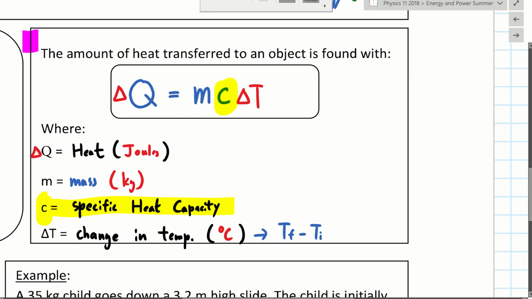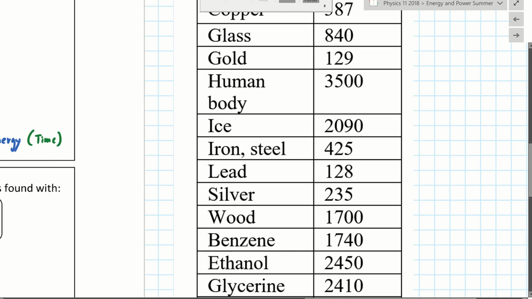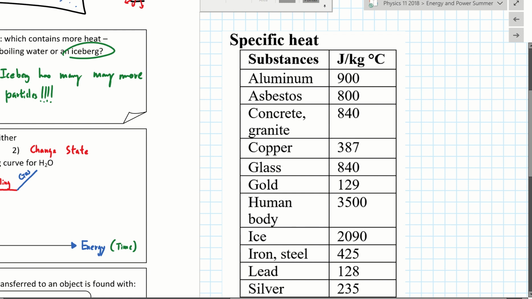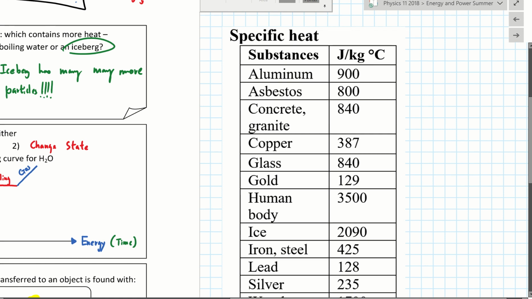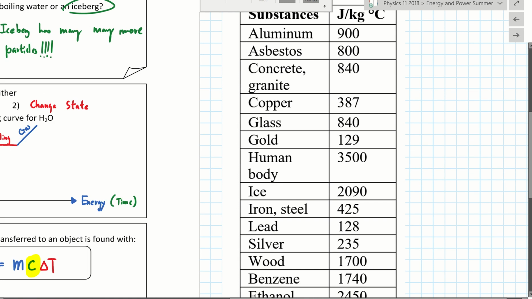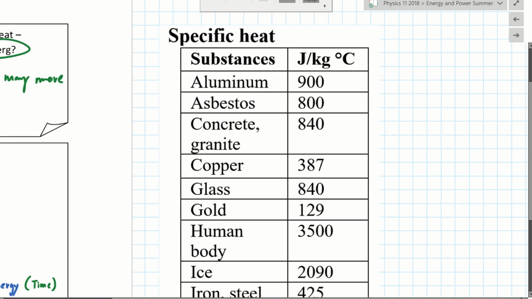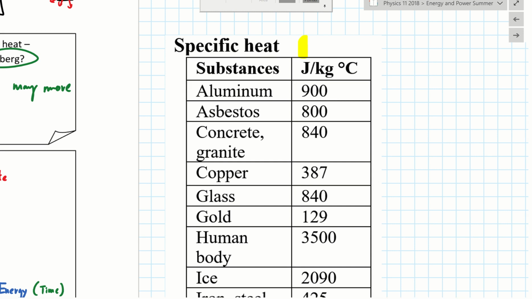If you go to the Physics 11 formula sheet, the pink one, the very shocking pink one, on the back you will find a list of values like this. I call it the specific heat table, and I have copied the table on the side. These specific heat values, which is c, are the c values for you. Different materials have different c values. These are all measured experimentally by scientists.